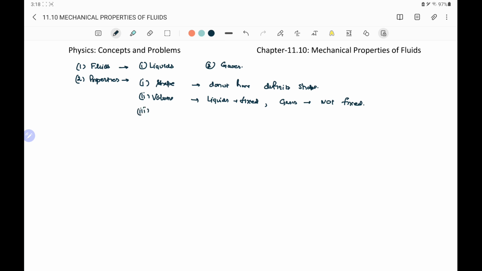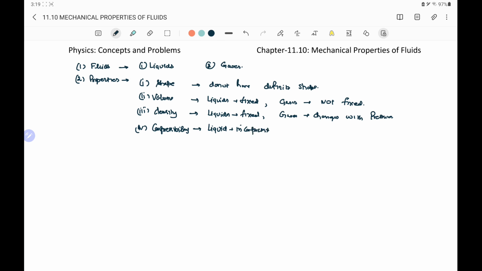In terms of density, the density of liquids is fixed or almost constant, while the density of gases changes with the pressure. If we apply pressure, then the density of the gas increases. Similarly, in terms of compressibility, liquids are almost incompressible, while gases are easily compressible.